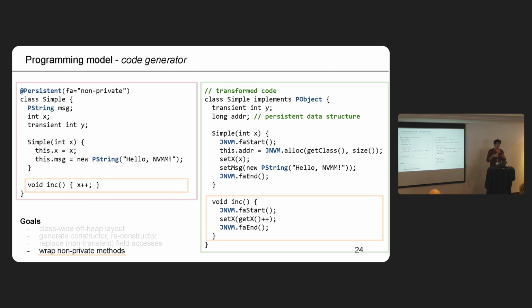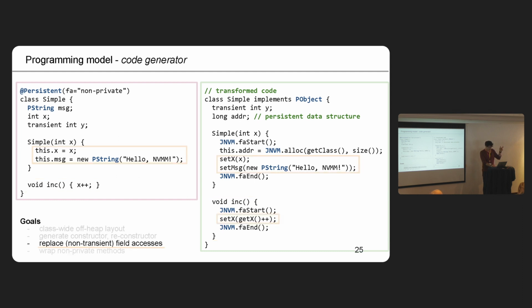So they are instead replaced by setters and getters, and we replace the logic of the method by getters and setters to the field. So, for instance, the increment x++ of the field x is replaced by a set x of what you retrieve from the persistent memory. And because it's an atomic block, it's written inside this transaction, fa start and fa end. So all the field accesses are replaced.